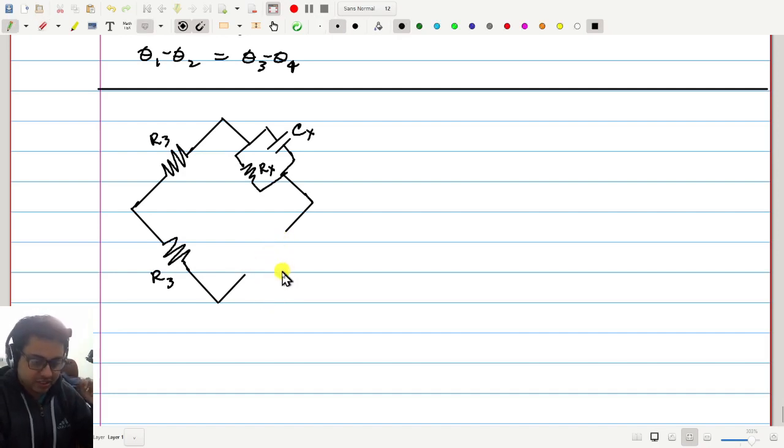What are the options? Will you choose a pure resistance? Yes or no? No, sir. No. Why? Because then you cannot get balance. If you take pure resistance, then the sum of this angle plus this angle is 0, but the sum of these two angles is not 0.